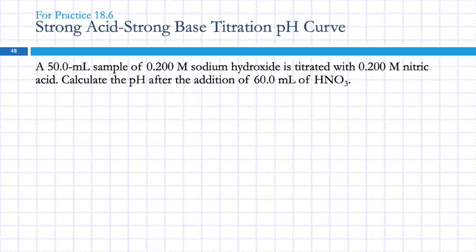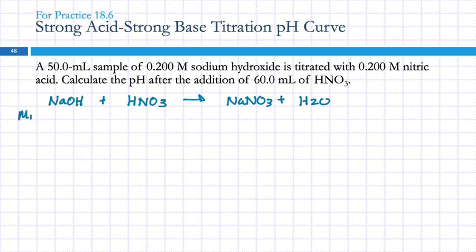So anytime we're adding something, we need to think about, well, what reaction is going to occur? What's the stoichiometry? So we're going to do a stoichiometry calculation first. So we've got sodium hydroxide being added to nitric acid. And that's going to react, and it's going to form sodium nitrate and water. And we don't actually care about those products, but there they are.